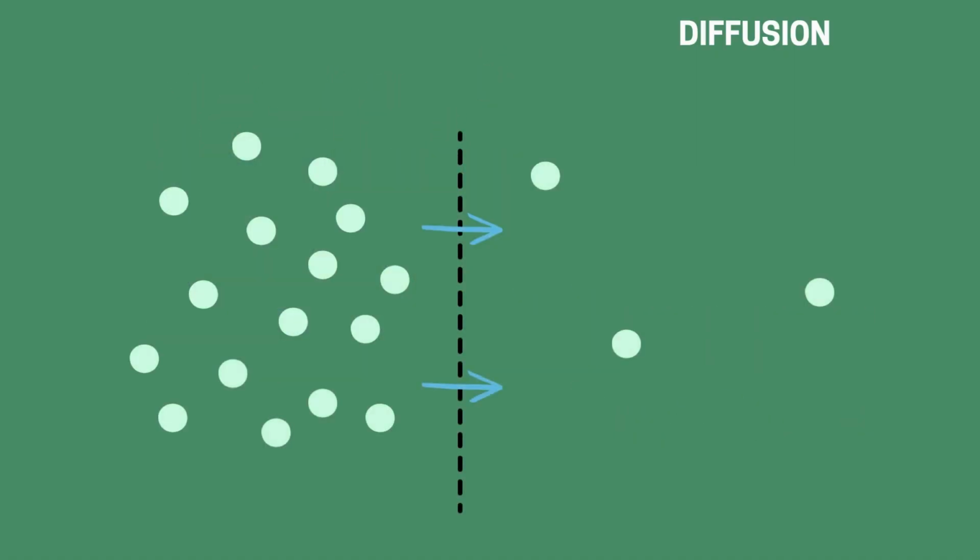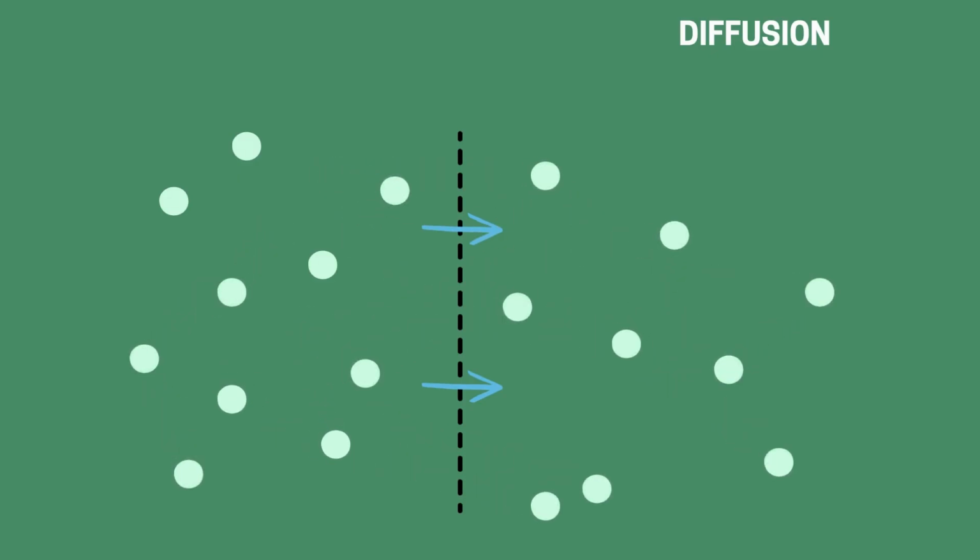Let's take a look at this cell. On one side, we see a lot of particles. On the other side, we see very few of those particles. If the particles are small enough to move across the cell membrane, the particles on the left side will move to the right side until there are equal numbers of particles on each side of the cell.